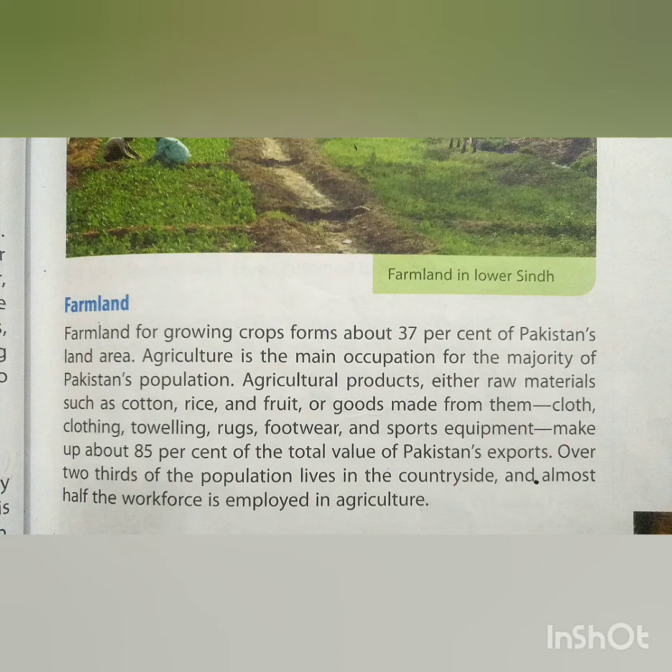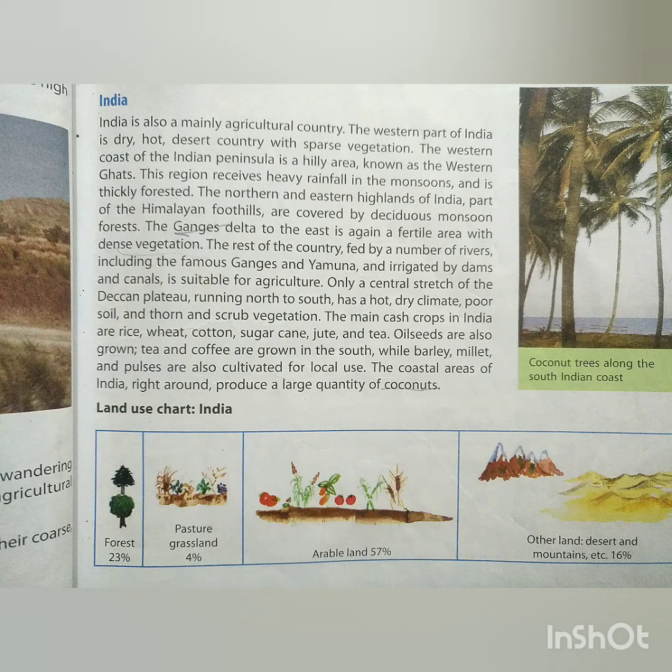Agriculture is the main occupation for most of the people in Pakistan. You can say 2/3 of the population lives in the countryside and is employed in agriculture. If we talk about our neighbor country, India, it is also mainly an agricultural country. The western part of India is dry and hot, but the western coast of the Indian Peninsula is very hilly. This area is known as the Western Ghats, and it receives heavy rainfall during the monsoon.